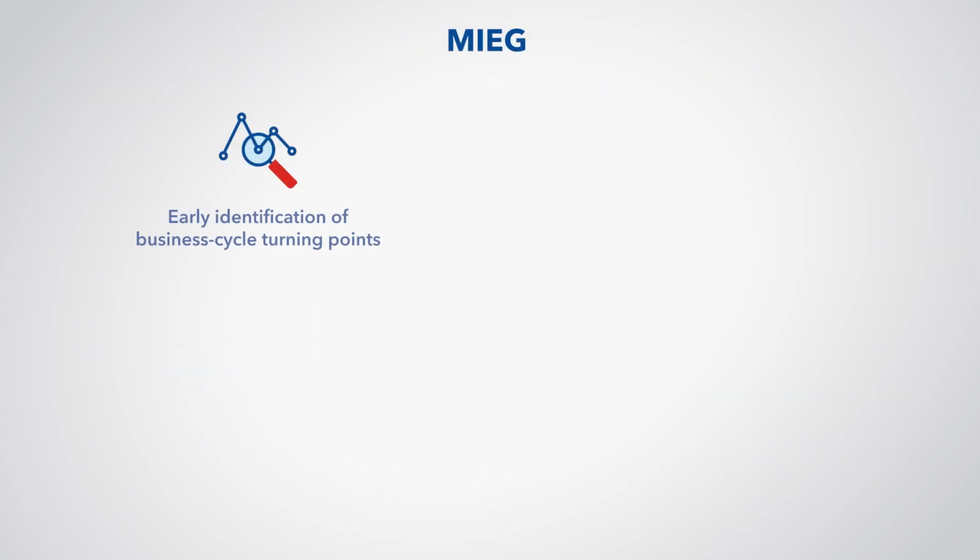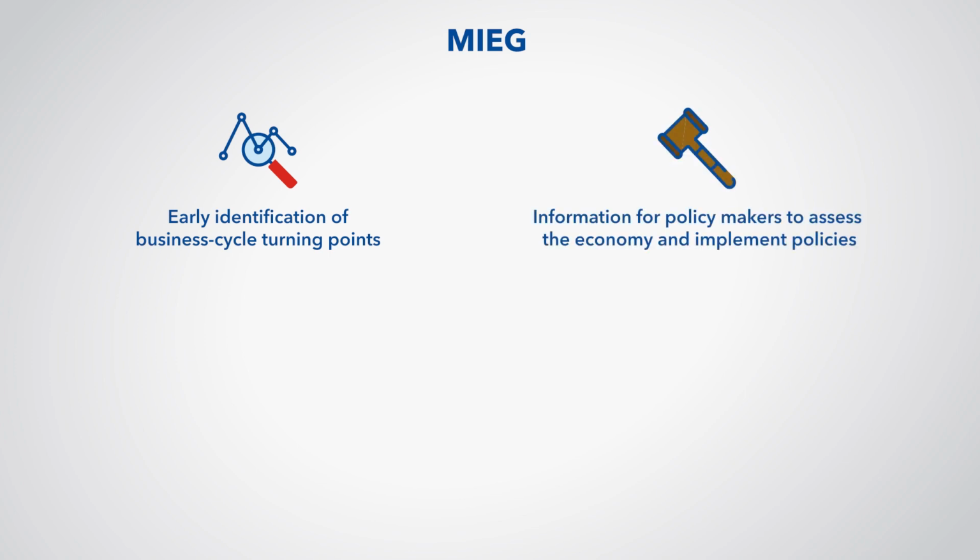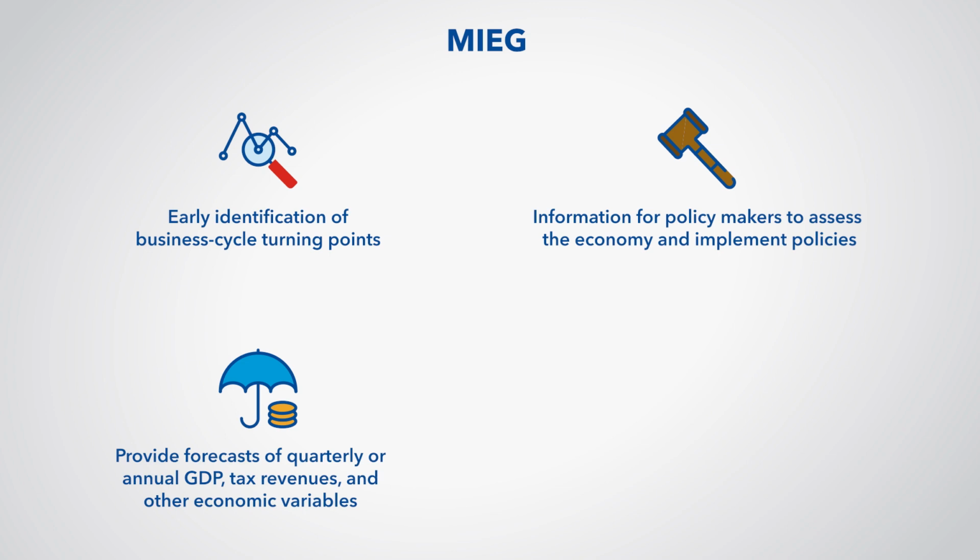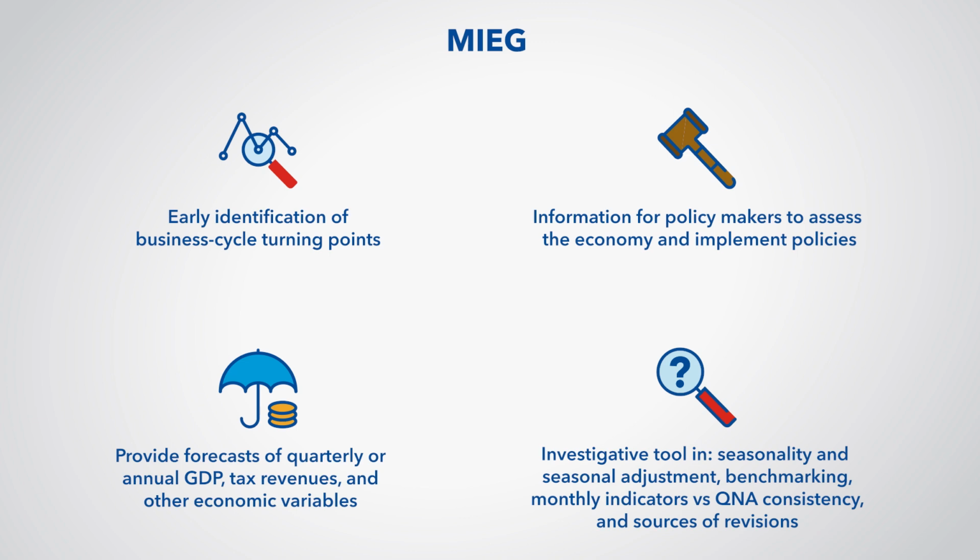The MIEG can be used to provide early identification of business cycle turning points. This will provide information to policymakers who need to assess the state of the economy and implement macroeconomic policies. It may also be used to provide forecasts, for example, of quarterly or annual GDP, of tax revenue, and other important economic variables. It can be used to investigate issues around seasonality and seasonal adjustment, benchmarking, consistency of monthly indicators with quarterly accounts, and sources of revisions.